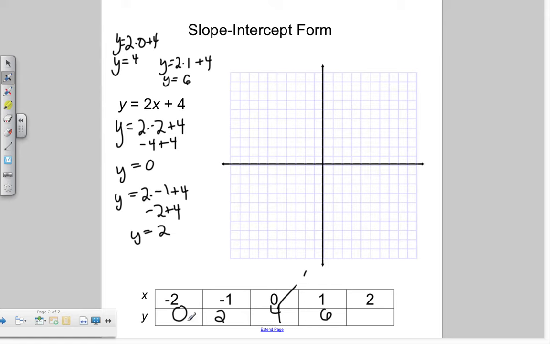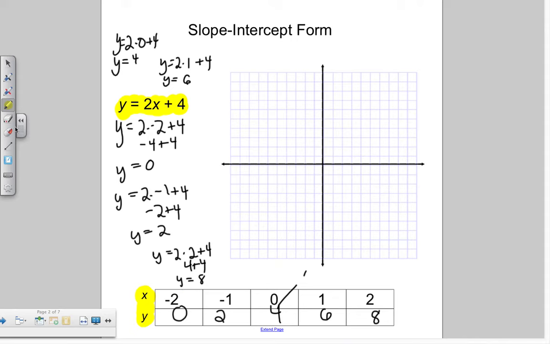And oh my goodness, I see a pattern, 0, 2, 4, 6. I bet that's going to be 8, but let's test it to make sure. Y equals 2 times 2 plus 4. That's 4 plus 4. That's 8, just like I predicted. Okay, so I don't want to lose my equation in there, or my function. So there's my function, and now I've got my table.